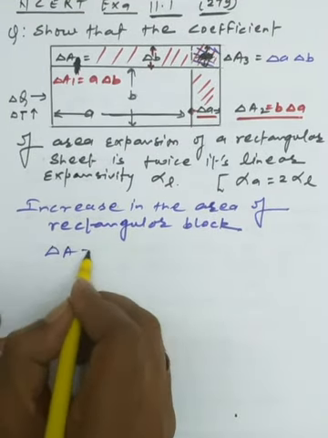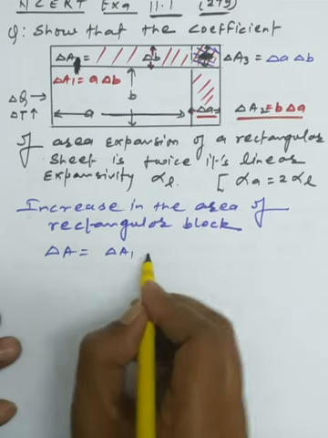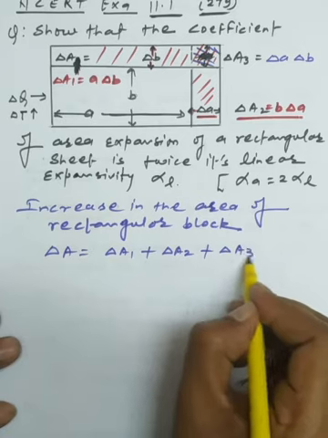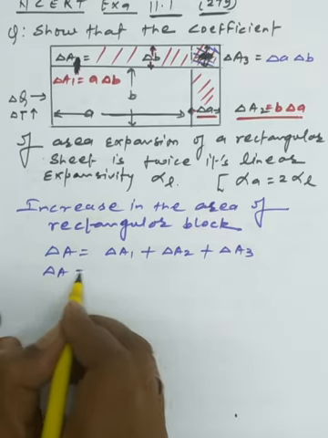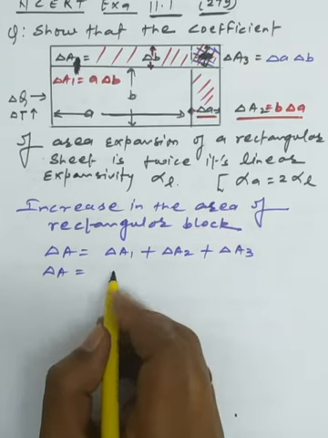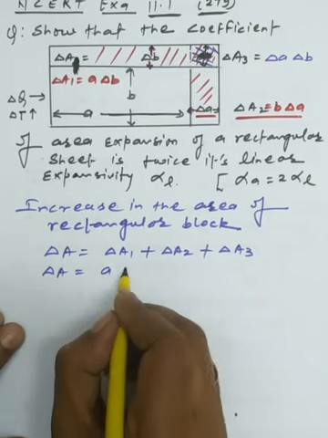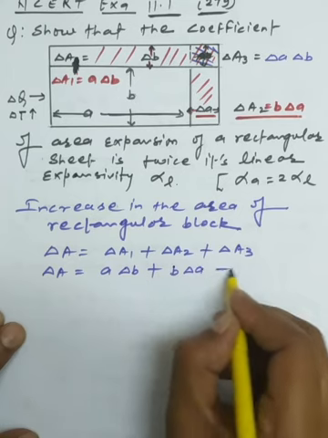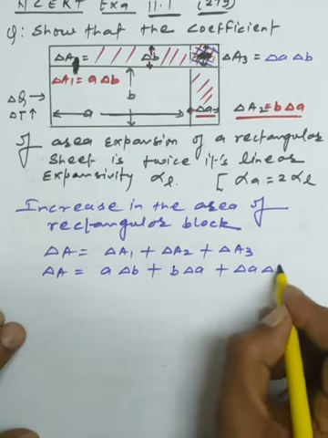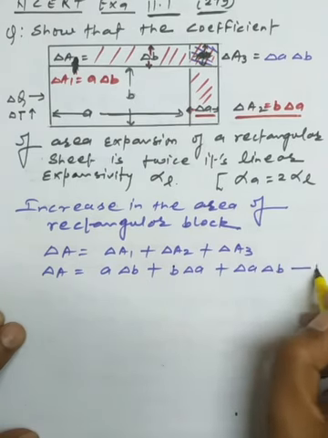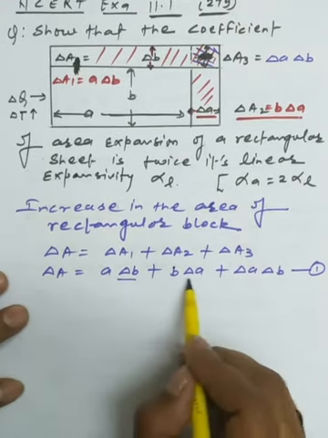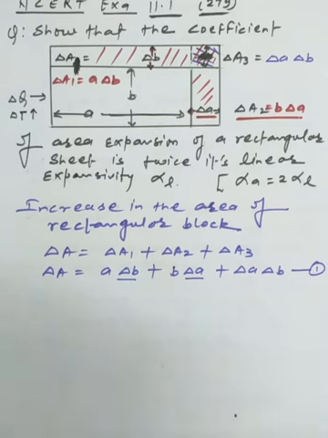Delta A is equal to delta A1 plus delta A2 plus delta A3. So delta A can be stated as A delta B plus B delta A plus delta A delta B. This is the first equation we have, and we have the individual versions of delta B and delta A in terms of the linear expansion coefficient.